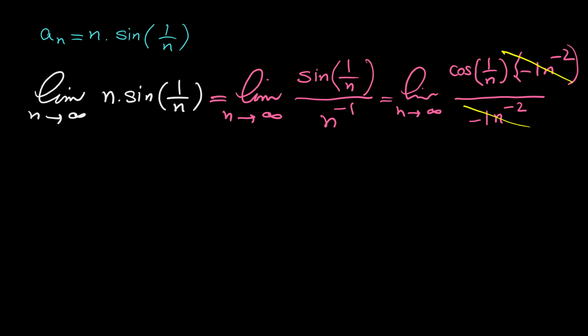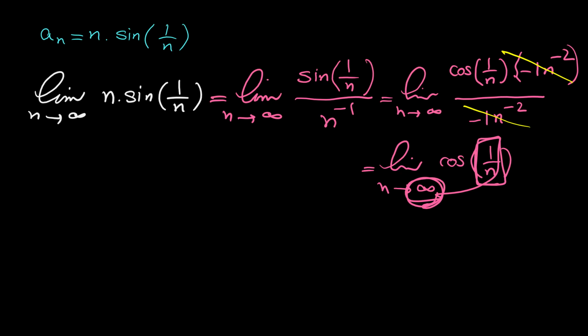What remains? After doing L'Hopital, we have the limit of cosine of 1 over n as n approaches infinity. The limit of 1 over n when n approaches infinity is 0, and cosine of 0 is 1. So this limit equals 1. This sequence is a convergent sequence and it converges to 1.